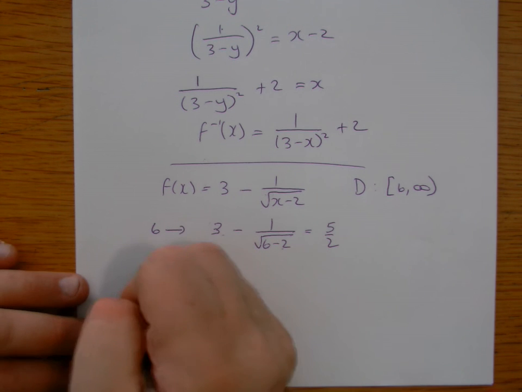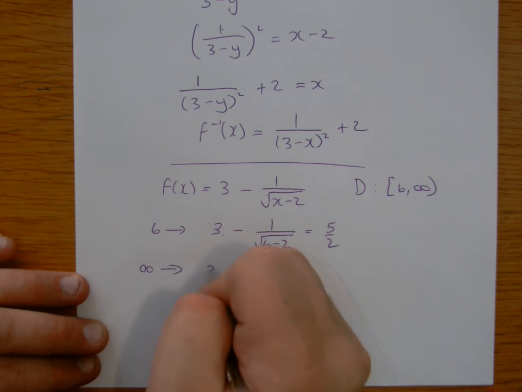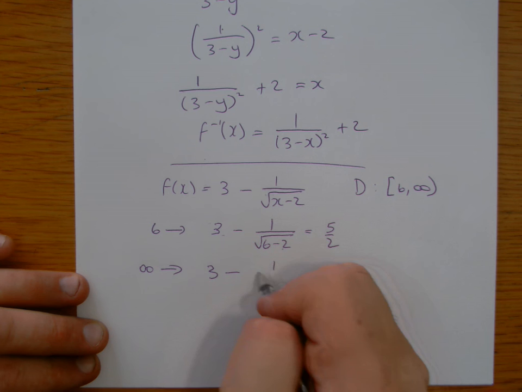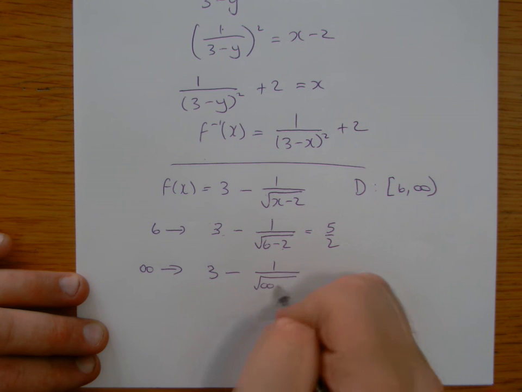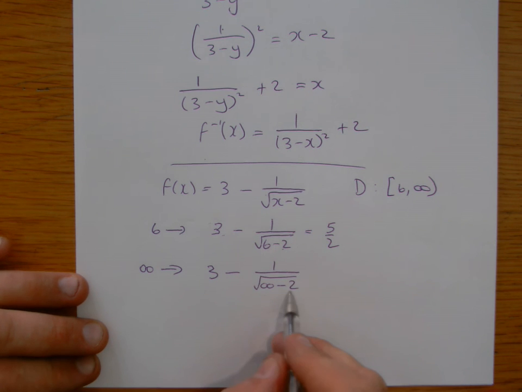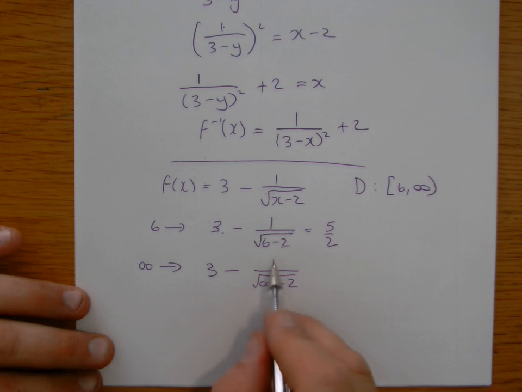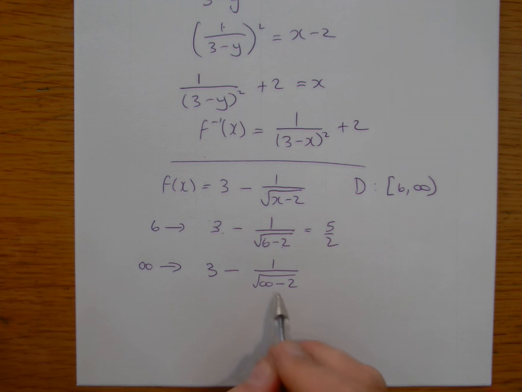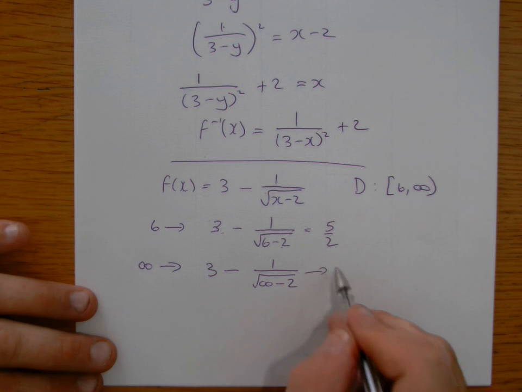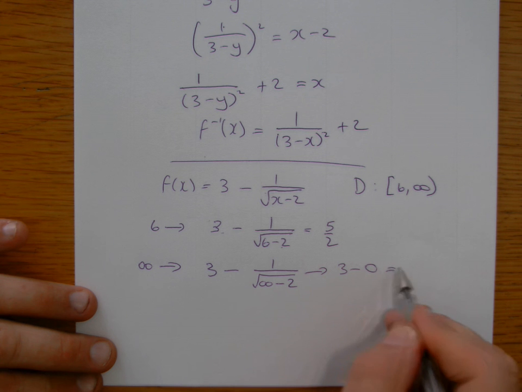Put infinity in. Now, very similar to the last question, when you've got infinity here, infinity take away 2 is still infinity. If you square root infinity, it doesn't matter. It's never ending. Square root, it's still never ending. But the fact is, you've got a constant on the top, and a constant divided by infinity is just going to be 0. So this will tend to 3 take away 0, which is equal to 3.